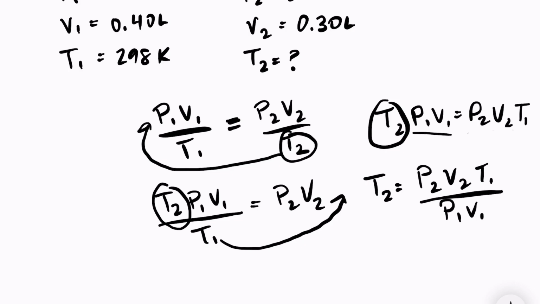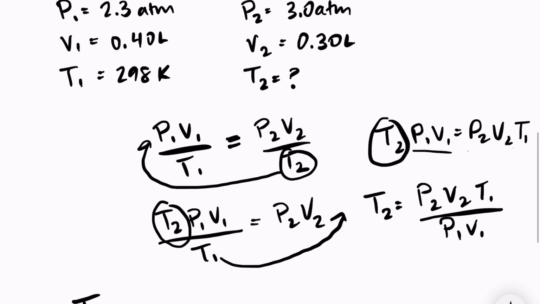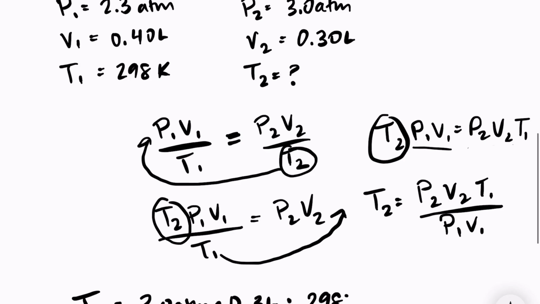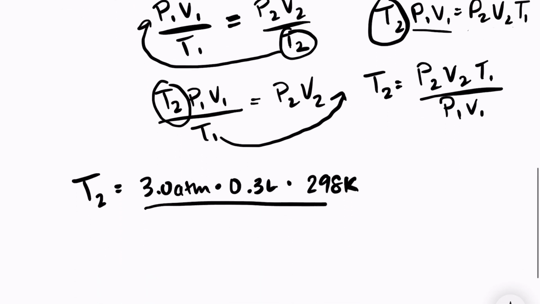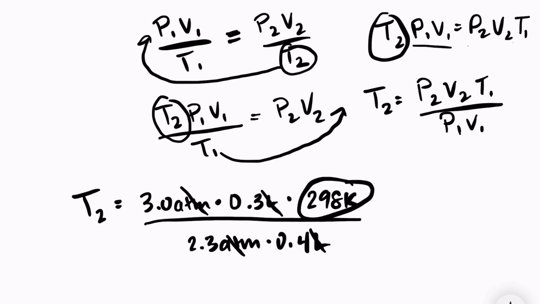The last thing I need to do is just plug my numbers in. That's the easy part. So T2 is equal to pressure 2 times volume 2. So 3 atm times 0.3 liters times our T1, which was 298 K, over P1 times V1, so 2.3 times 0.4. And let's make sure our units cancel. Atmospheres, atmospheres, liters, liters. We're left with Kelvin, which is what we want. And if we put that into our calculator, we get 292 Kelvin. So our temperature decreased by 6 Kelvin.